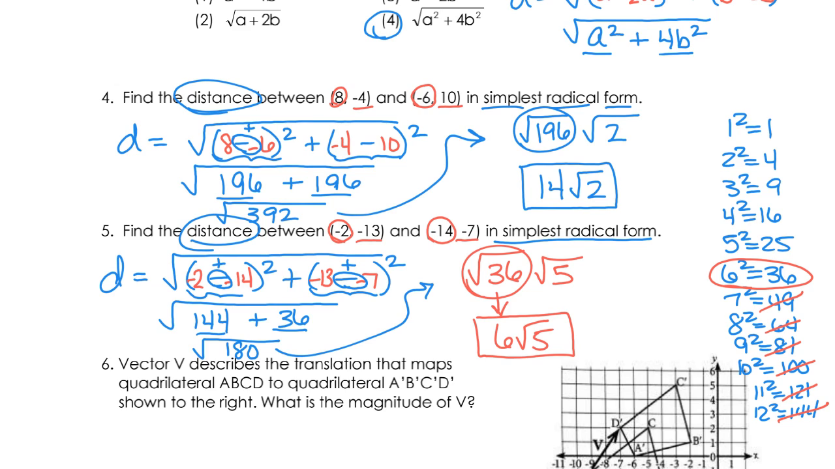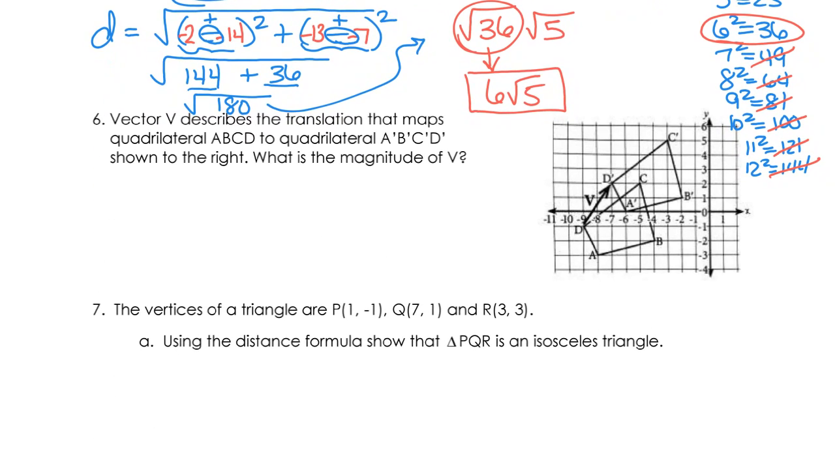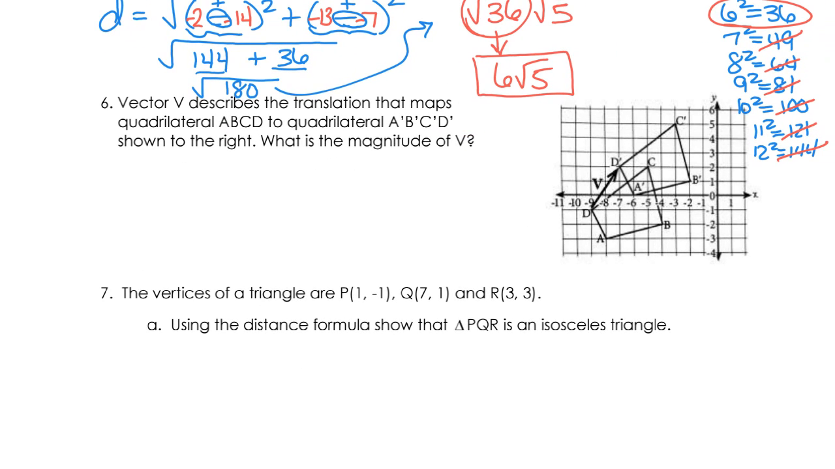Okay. All right, guys, so number 6. It says vector V describes the translation that maps quadrilateral ABCD to quadrilateral A prime, B prime, C prime, D prime, shown to the right. They want to know what the magnitude of V is. And V is the vector, and magnitude is the length or the size of that vector. And so because it's length or size, that tells me to do distance. So I have to do the distance between the 2 points that vector connects, which is D and D prime.